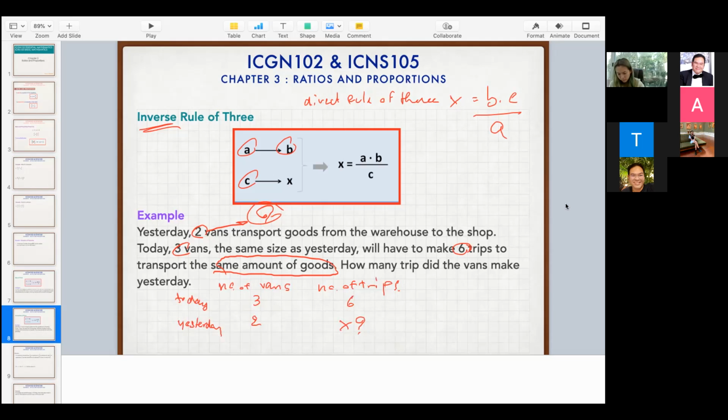So I will substitute the values. X equals A times B over C, that is 3 times 6 over 2, that is 9 trips. So before we answer, let's check first. How do you know whether our answer is correct or not? Yesterday 3 vans, 6 trips, right? Okay, let me write down a picture.